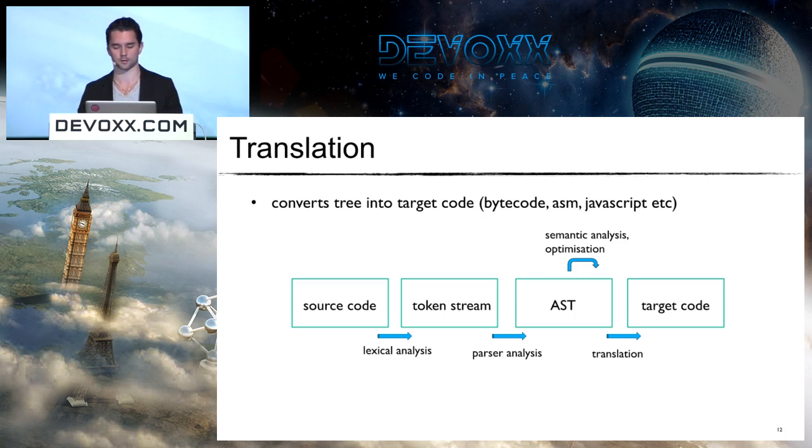Another one is method inlining. This is kind of like the summary of all those steps. And the final step is, we just convert the optimized tree into the target code.